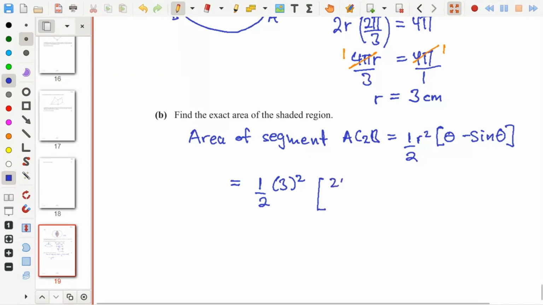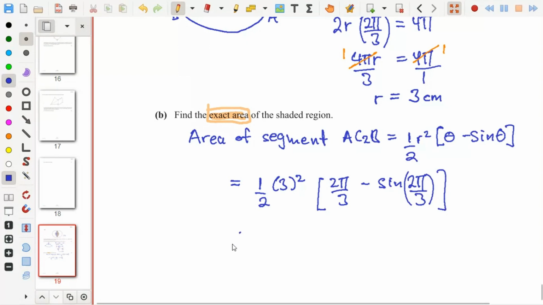Theta is 2 pi on 3. Now here they say the exact area. Don't forget the exact area. So that means your answer is a set. Leave it as a set. If it's in terms of pi, leave it in terms of pi. If it's a fraction, leave it in terms of a fraction. So they don't want you to use a calculator here.